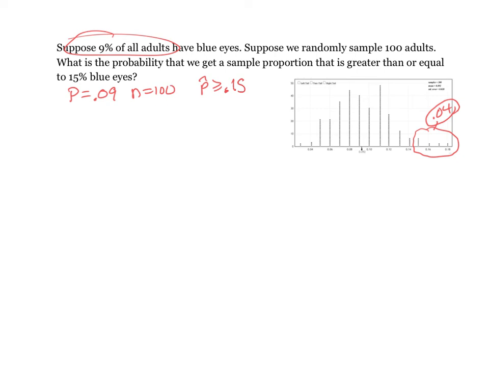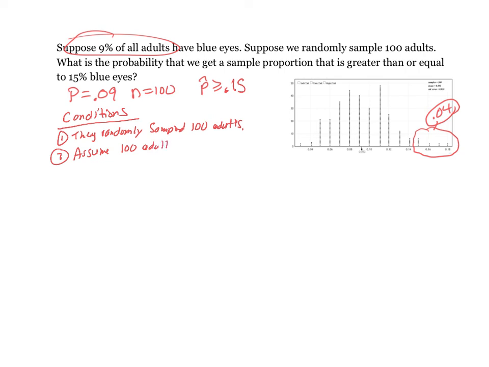Okay, another way to go through the conditions, which we would need to do in order to use a z-score to solve this. Another way, you can just go through, instead of writing like a paragraph, you can just write 3 little sentences. Like one, they randomly sampled 100 adults. Okay, number 2, you could say assume 100 adults are less than 10% of all adults.